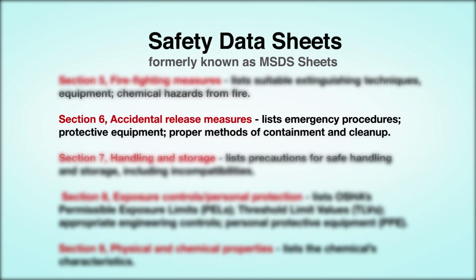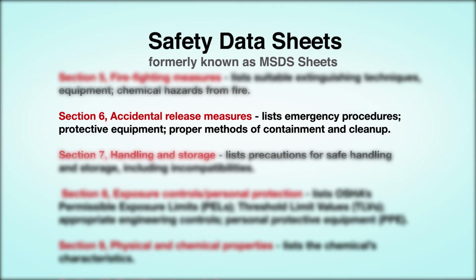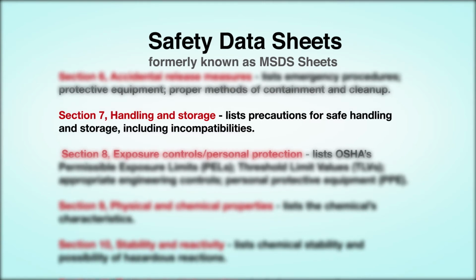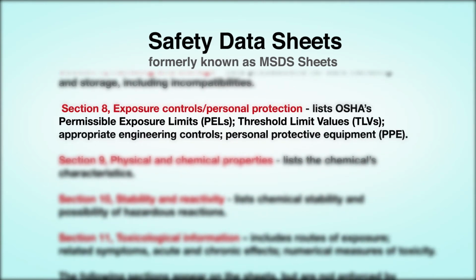Section 6, Accidental Release Measures, which lists emergency procedures, protective equipment, proper methods of containment, and cleanup. Section 7, Handling and Storage, which lists precautions for safe handling and storage, including incompatibilities. Section 8, Exposure Controls, Personal Protection, which lists OSHA's permissible exposure limits, PELs, threshold limit values, TLVs, appropriate engineering controls, and personal protective equipment, or PPE.